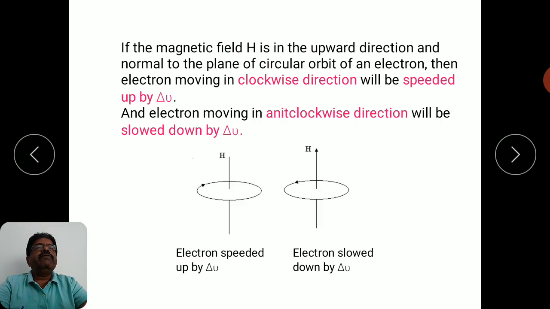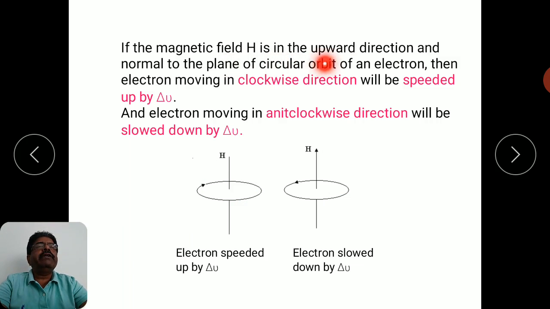So if the magnetic field H is in the upward direction and normal to the plane of circular orbit, I have shown this. Suppose this is the circular orbit and this is the horizontal plane, and the magnetic field H is applied in this upward direction. So it is perpendicular to the plane of the orbit. The direction shown here is the upward direction.